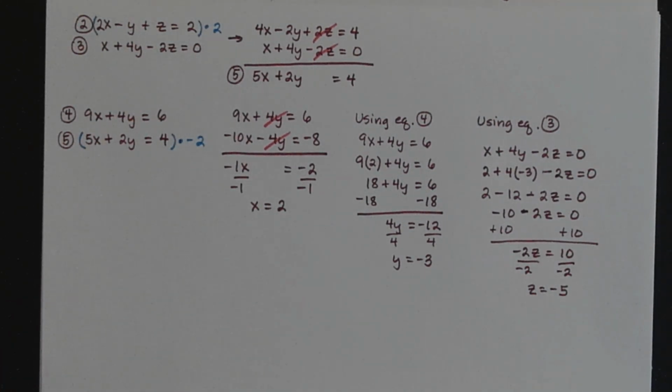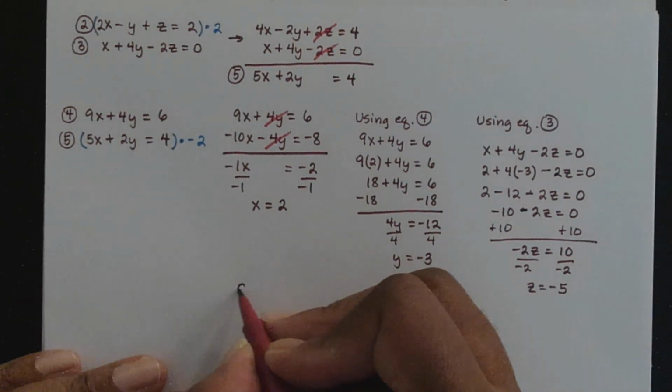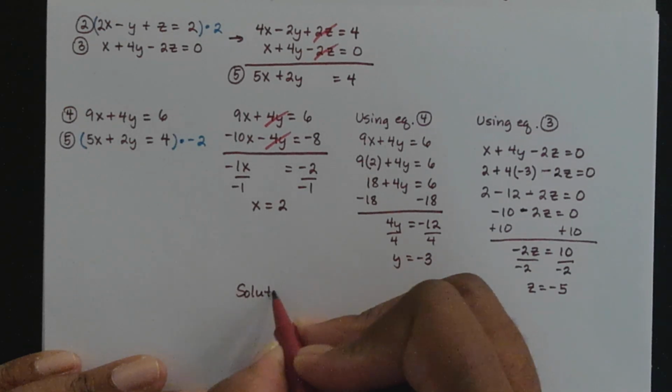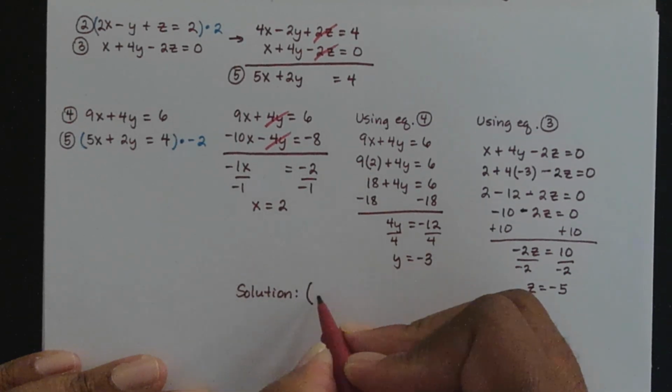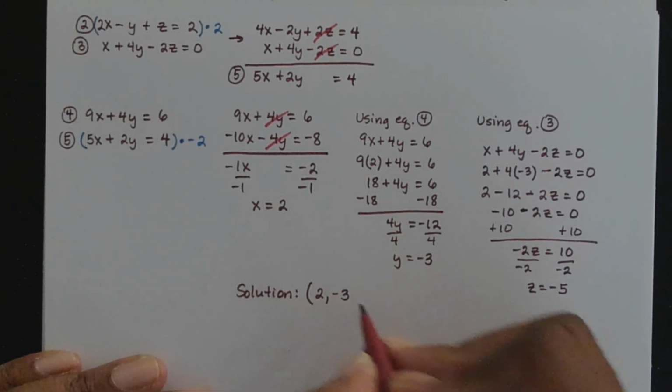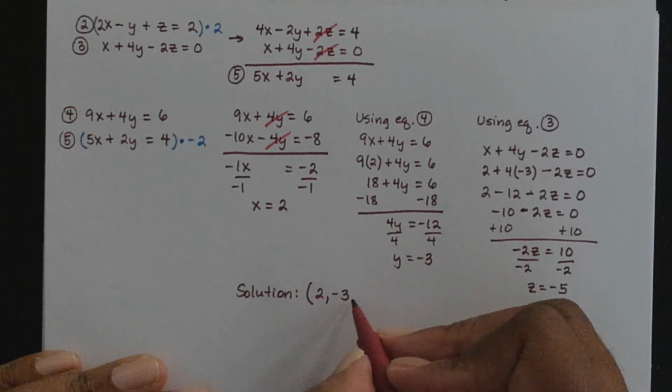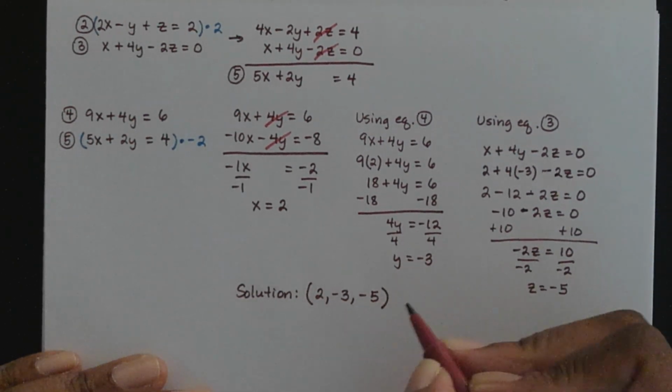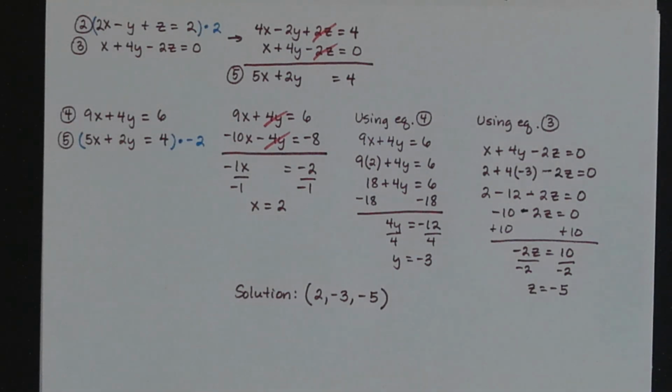So here I know what x is, I have what y is, and what z is. So the ordered triple solution for this system of equations in three variables will be this: 2, negative 3, negative 5. Are there any questions about problem number 27?